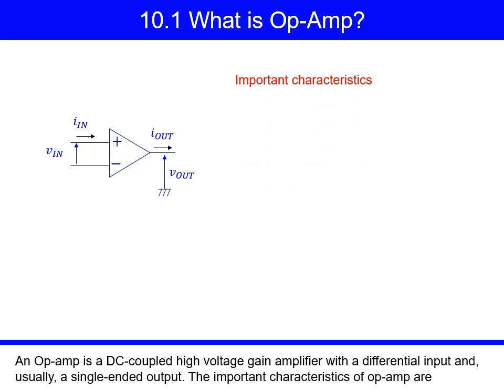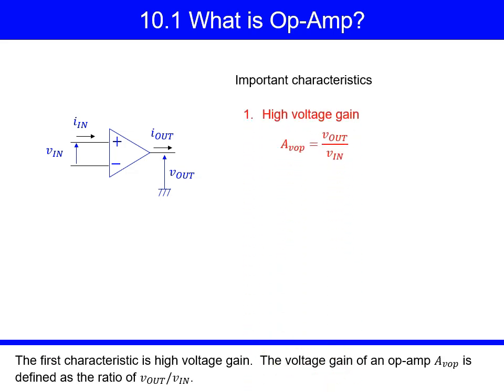An op-amp is a DC-coupled high-voltage gain amplifier with a differential input and, usually, a single-ended output. The important characteristics of op-amp are: the first characteristic is high voltage gain. The voltage gain of an op-amp, AVOP, is defined as the ratio of Vout to Vin.